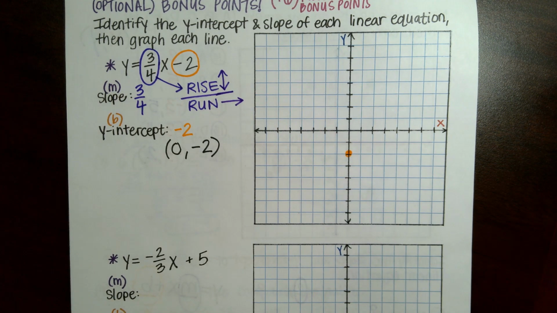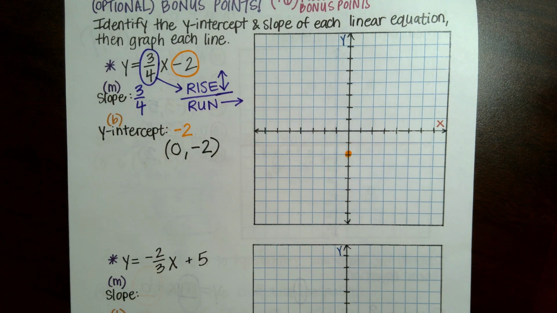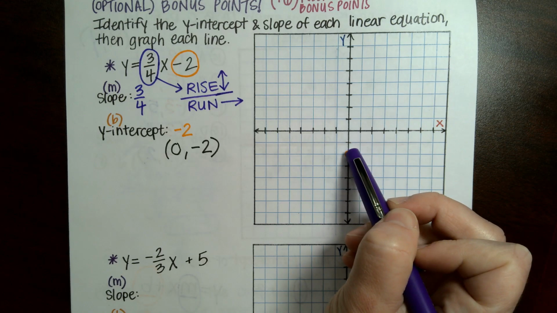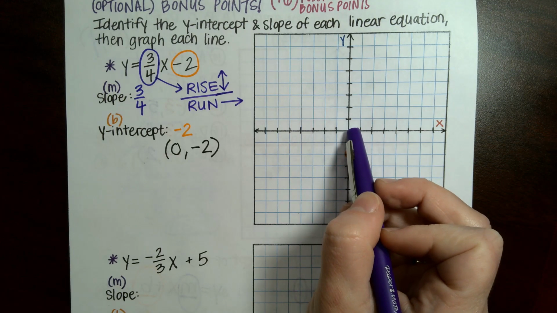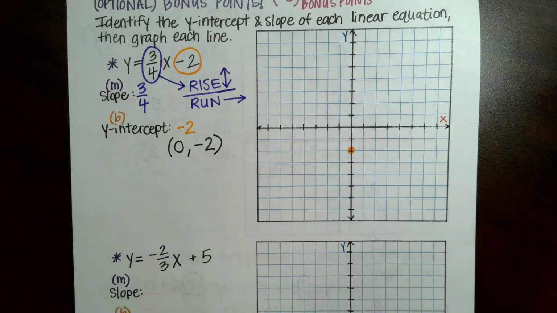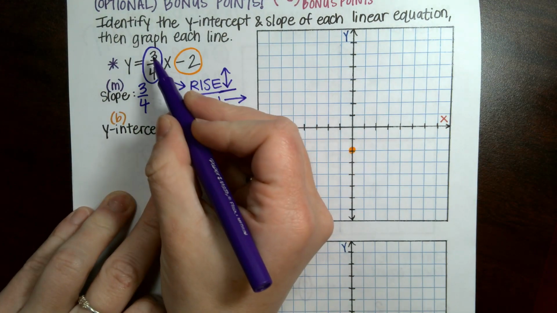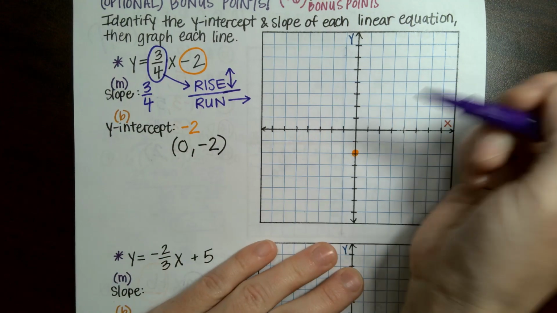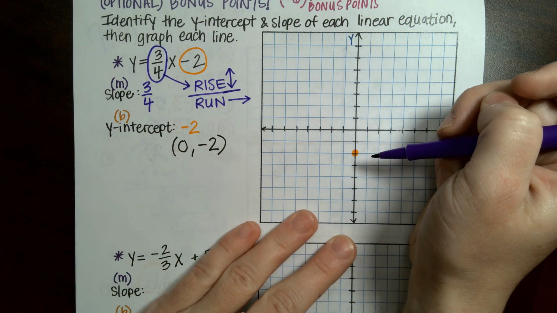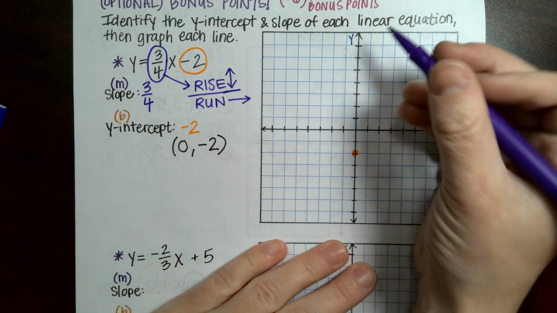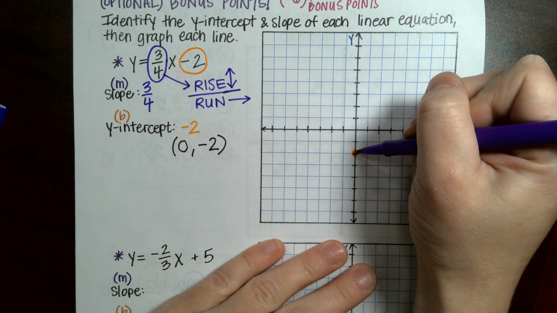So whenever I use my slope to find a next point, where am I starting from when I count? Yes, I'm starting from that y-intercept, from -2. Do not start counting from 0 again. You want to start from the first point. So if 3 over 4 is our rise over our run, what is my rise? 3. It's the number on top. So that means I'm going to go up 3.